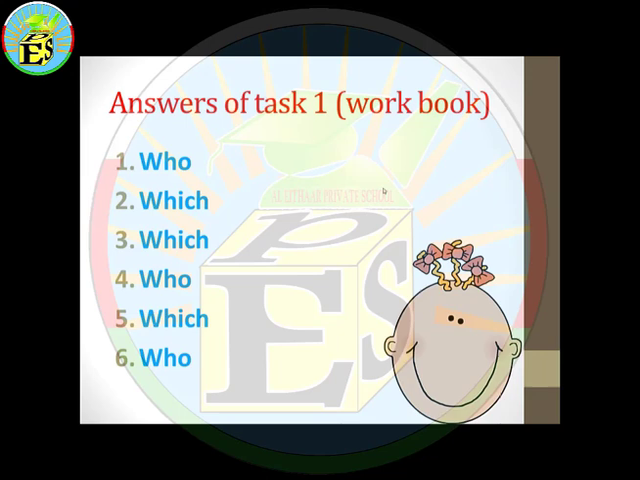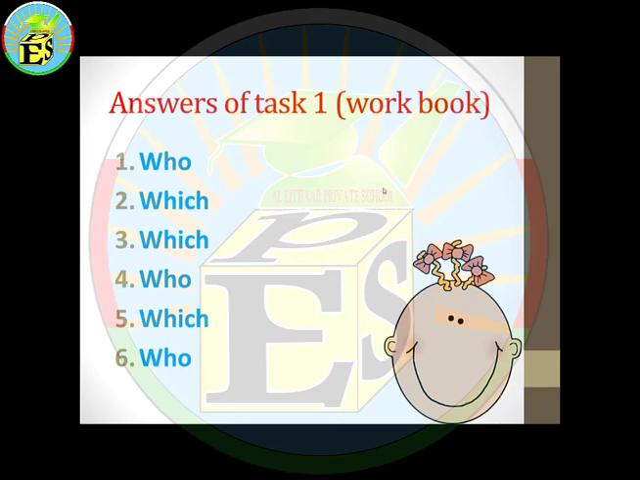Alright, so the first one is done. This is the teacher who teaches primary 4. The answer for the first one is who. The answer for the second one is which. These are the shoes which get wet in the rain. The answer for number 3 is which. This is the cup which broke. The answer for number 4 is who. This is the girl who helped me.